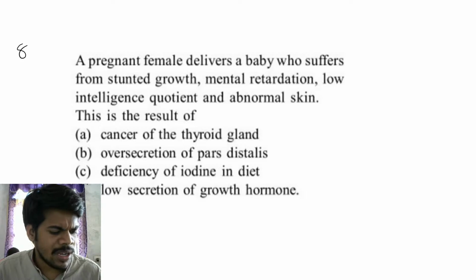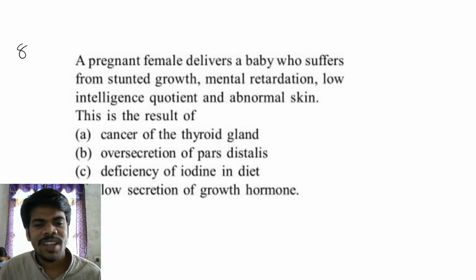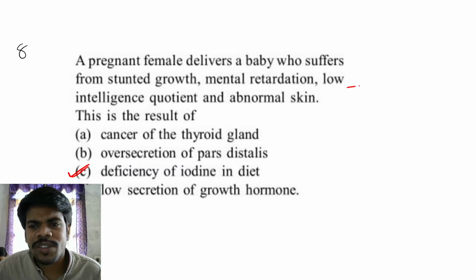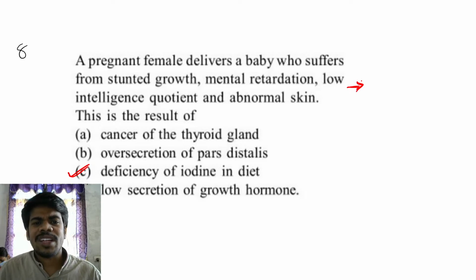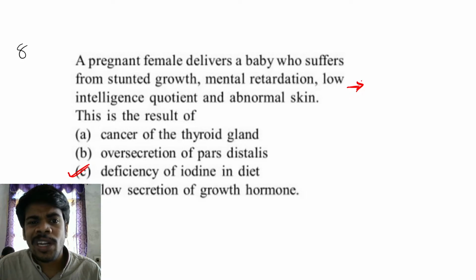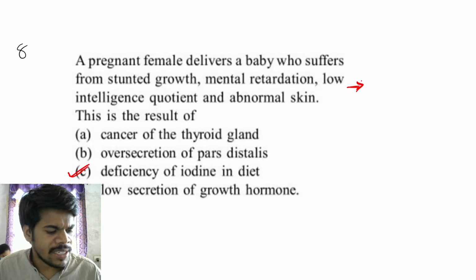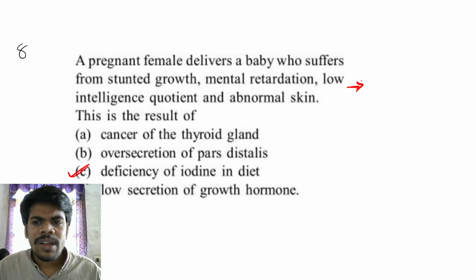Xenon Gamma gives the answer as C. Yes, very good. Eighth also C. Deficiency of iodine in diet. This condition is known as what? The stunted growth, mental retardation, low intelligent quotient, abnormal skin. What is this type of disorder? Yes, deficiency of iodine in diet. Very good, Adiba. Excellent.